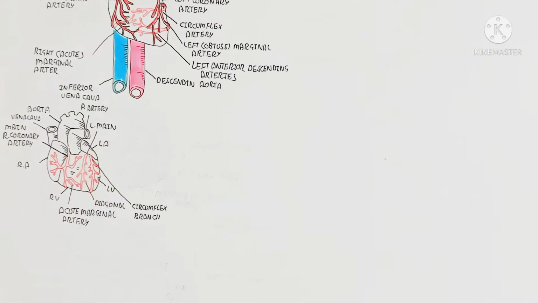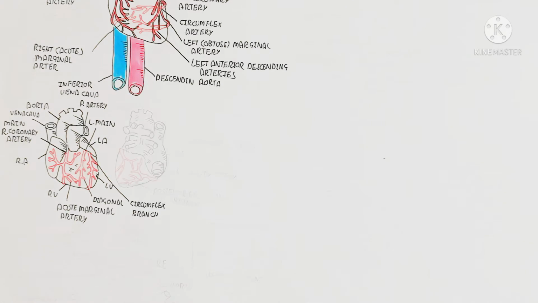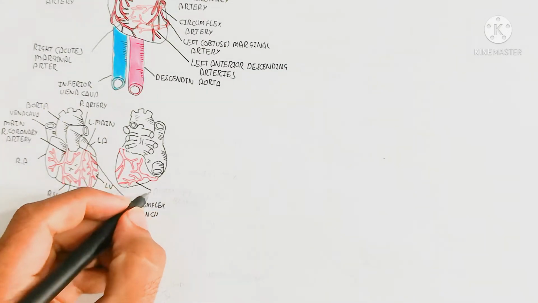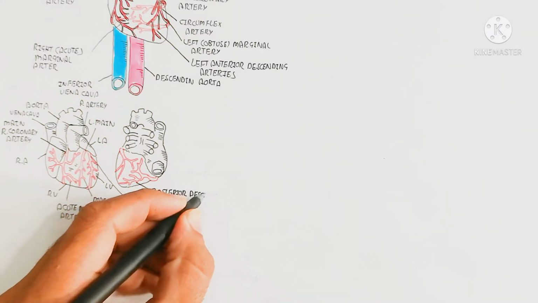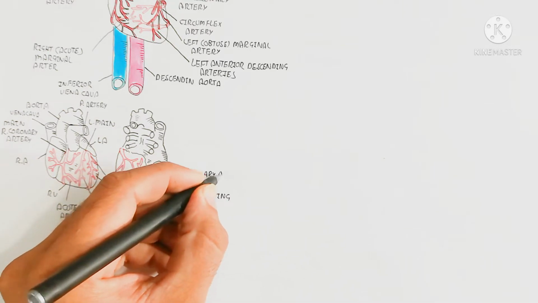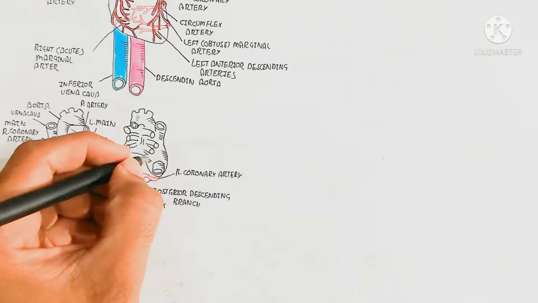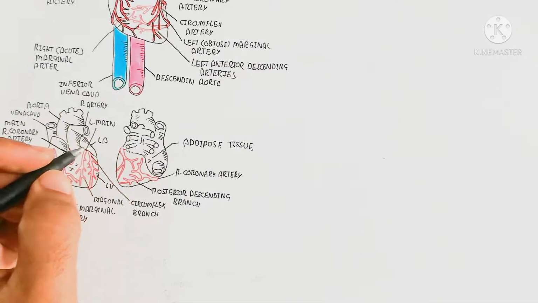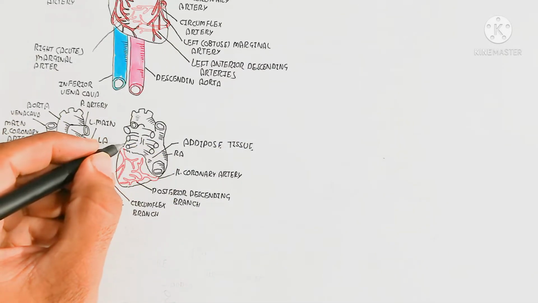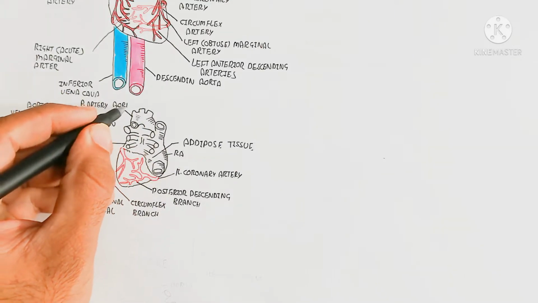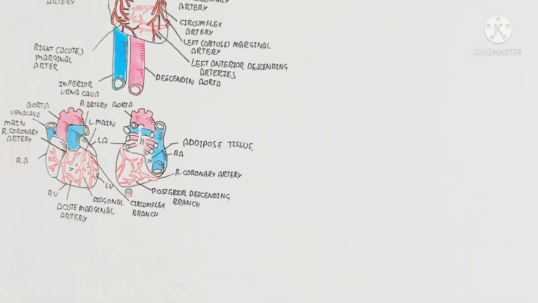And I will draw the back side of the heart. That was the front, and here is the back. On the back you can see the right coronary artery and circumflex artery moving toward the back side, and the posterior descending branch. Here is a posterior descending branch, and here is the aorta and right atrium and left atrium you can see in this diagram.